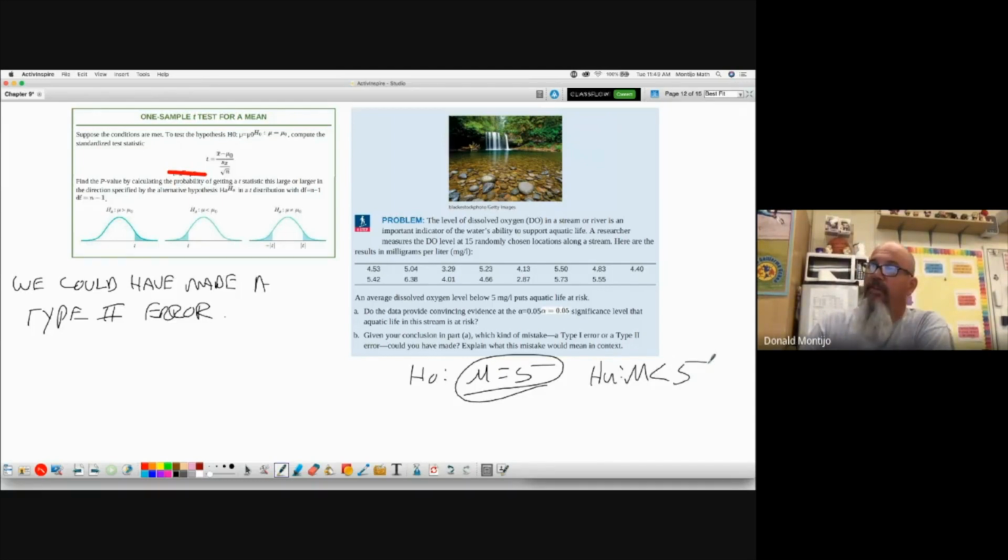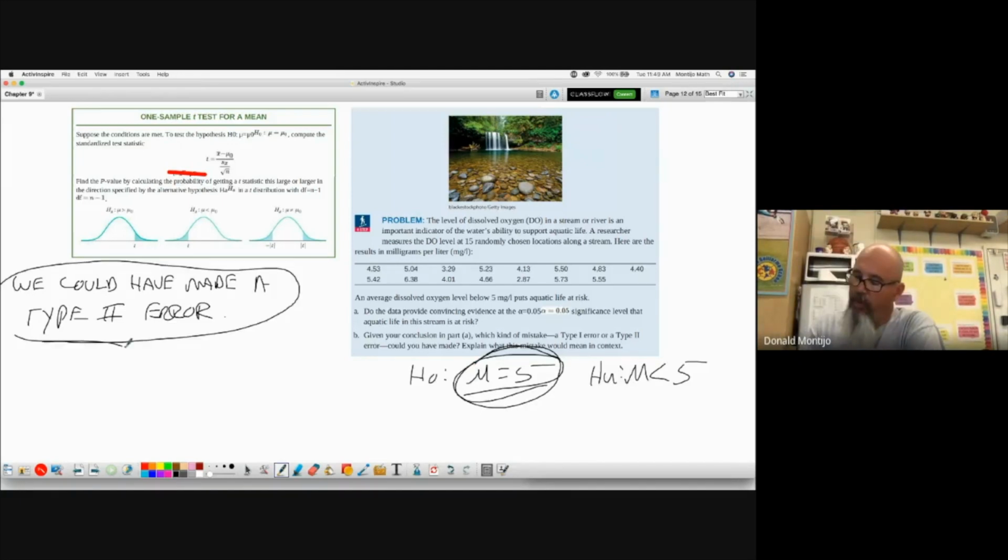Type 2, we fail to reject. That means we're saying that it equals 5 when in fact it is less than 5. If it is less than 5, it will not support aquatic life. So in this case, we would have made a type 2 error. We fail to reject. So we say that the mean dissolved oxygen level is equal to 5 when in fact it is less than 5. Therefore, we say, yeah, this stream's healthy. It can support aquatic life when in fact it could not.